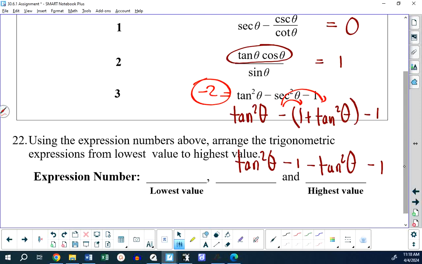So the lowest value is negative 2, which is expression 3. So you would put a 3 in the first blank. The highest value is 1, which is expression 2. And the value in between the two is 0, which is expression 1. So you put 3, 1, 2. Is that good? Okay. Other questions?